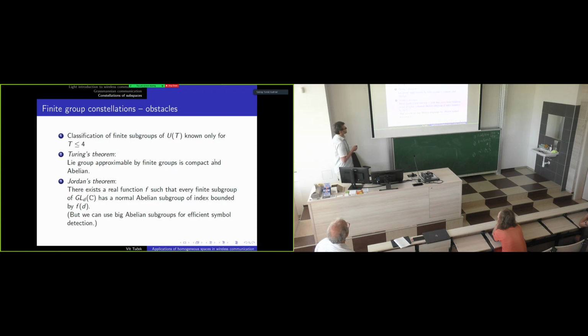That's because of this Jordan theorem. So these are the obstacles. The first one is not so serious: the classification is not done, so what? You can just go through the groups yourself and see what works. But then there is a very beautiful theorem by Alan Turing from 1938 that says that if you want to approximate the group by some other finite group in a very natural metric sense, then the only approximable groups are compact and abelian. So this is a bit discouraging.